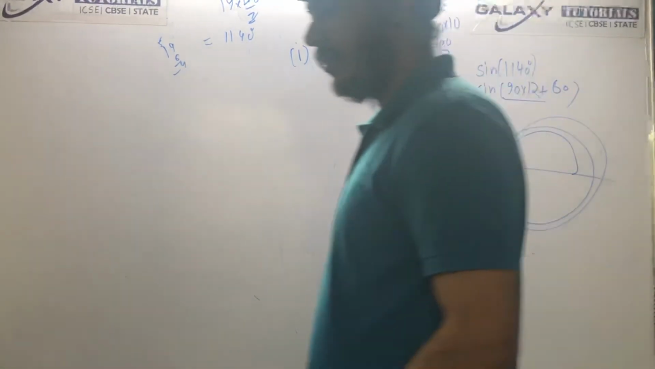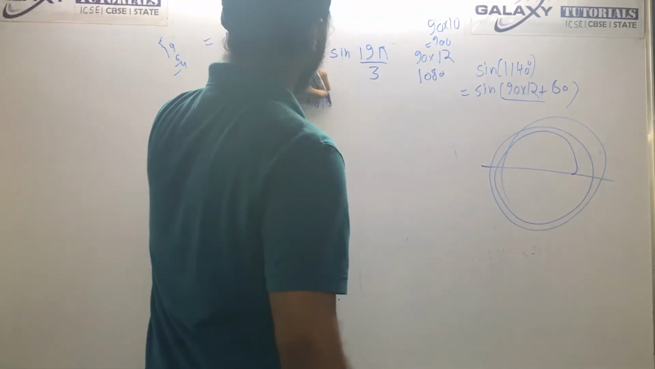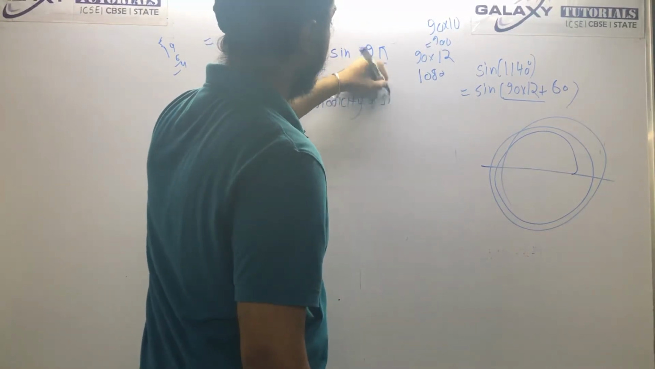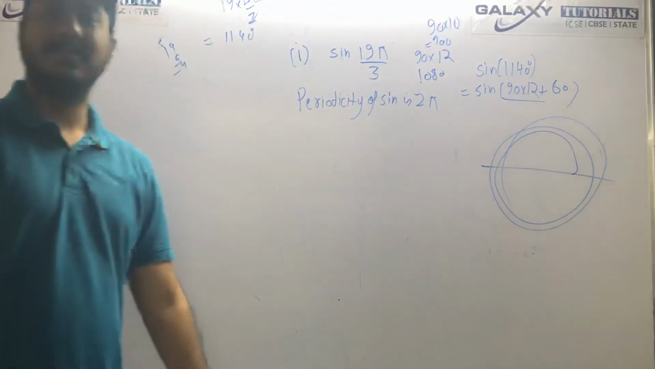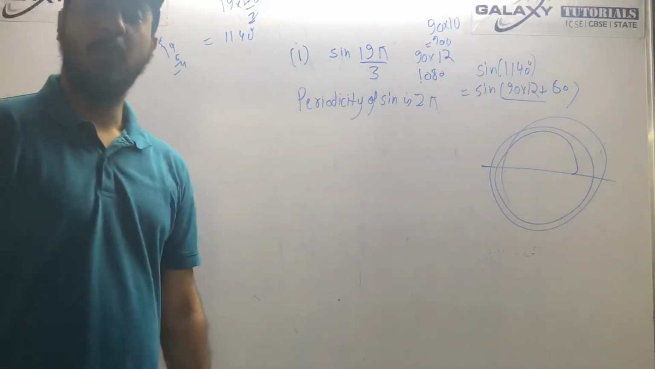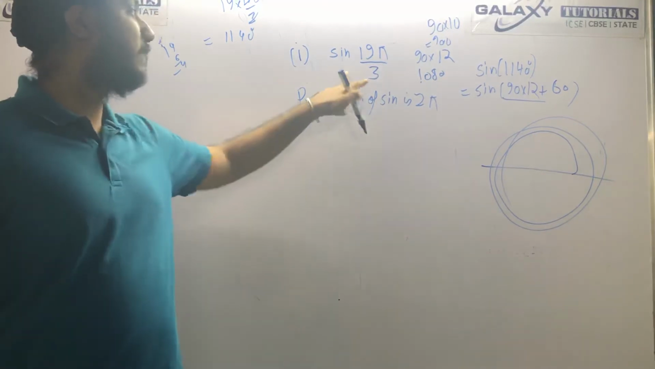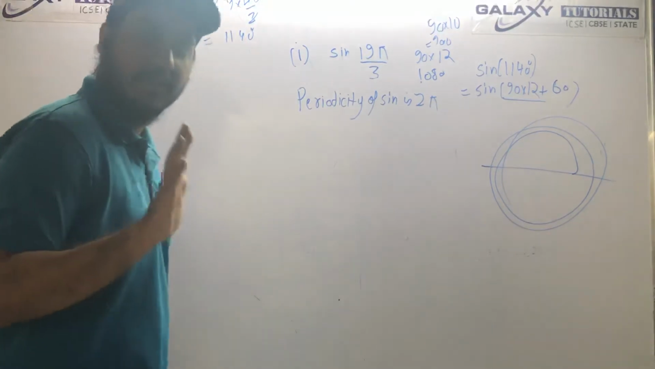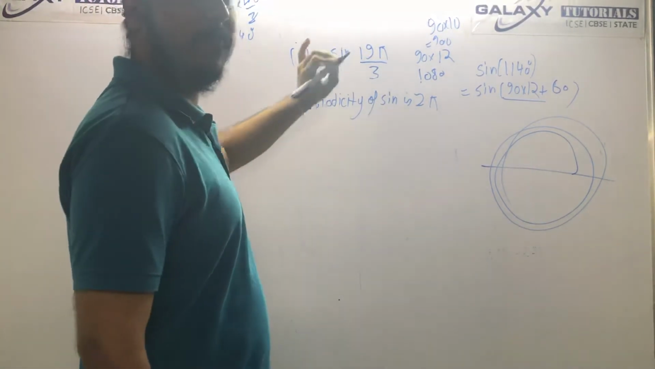I had told you earlier that the periodicity of sine is 2 pi. What it means is that sine repeats itself after every 2 pi angle. So if I split it in the form of a multiple of 2 pi, will my life become easier? Yes, obviously yes. So let us see how I can write it in the form of a multiple of 2 pi.